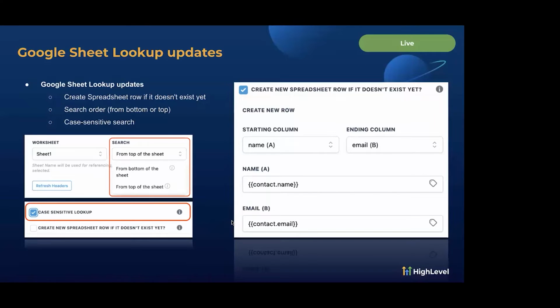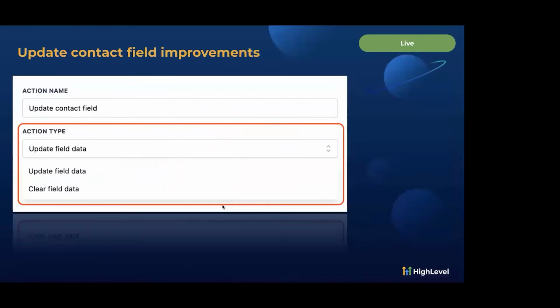Followed by it, we made multiple updates to Google Sheet. There was a lot of adoption towards Google Sheet, with more use cases and usage. So we considered the feedback and updated Google Sheet with auto-create a row if it doesn't exist already. When you're looking up a particular row of data in a Google Sheet and it doesn't exist, you can auto-create it in the same action. Followed by it, the search order. There can be duplicate items in the sheet, so you can decide whether the search order should be from bottom to top or top to bottom. And case-sensitive search. By default, it will not be case sensitive. If it is enabled, then it will look for case-sensitive data matches. So those updates are done in Google Sheet.